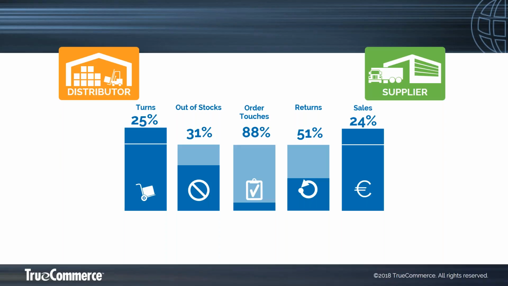The same with order touches. This is also a customer KPI we have here directly. Basically, what it says is that using the Datalliance TrueCommerce VMI system reduces the number of times that they need to revise an order drastically. Returns, a reduction of approximately 51%, and most importantly, sales. We see an increase in VMI products of up to 25% for most optimized customers.